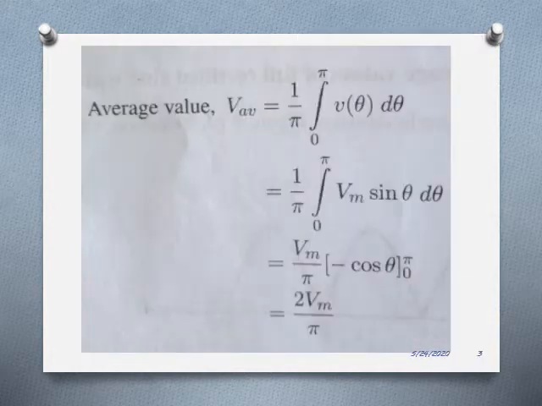Now let's see the average value of full wave rectified output. Here the time period we are using is pi. So the equation becomes V average is equal to 1 by pi integral 0 to pi V of theta d theta. This is also exactly same as that of the sine wave. So now we have calculated the RMS and average value of a full wave rectified output.